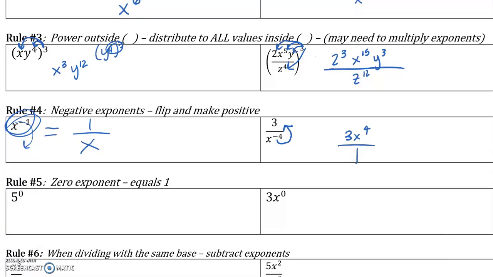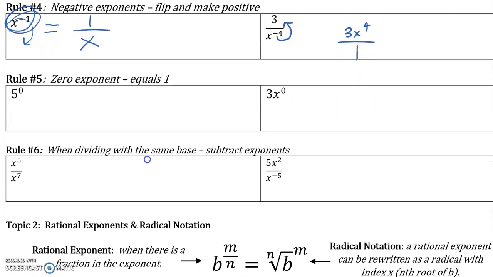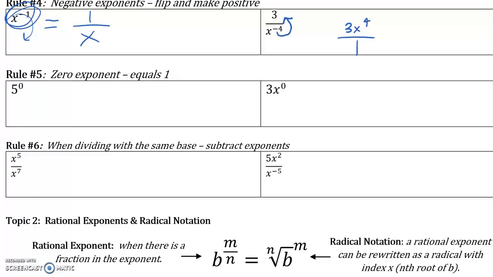And we have a 1 in the bottom, or technically we don't have to write a bottom at all. Anything that has a 0 power is 1. So 5 to the 0 is just 1. You could put that in your calculator and it would evaluate it for you. Over here, 3 times x to the 0, well, that's just 3 times 1, because anything to the 0 power is 1. So my answer here is 3.